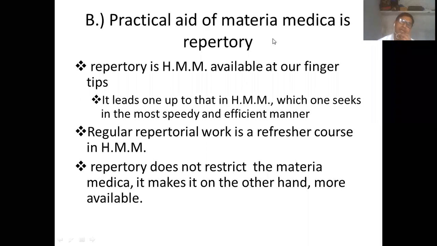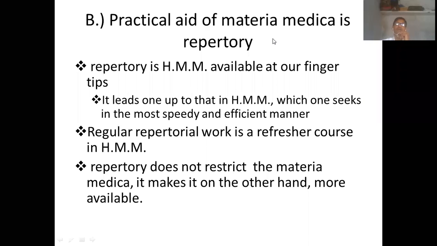Then another point in favor of this important heading, practical aid of materia medica, is that repertory, as a regular repertorial work, is a refresher course in homeopathic materia medica. Now, what does it mean? Homeopathic materia medica is an ocean of symptoms, which is why it is a very volatile subject. You read one drug today, and after 10 days, it will be forgotten from your mind.